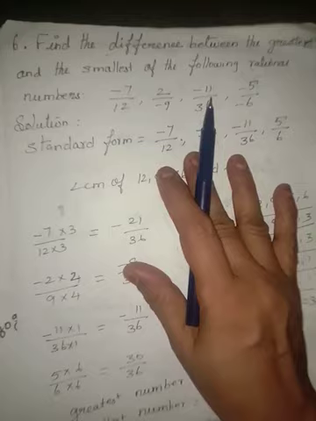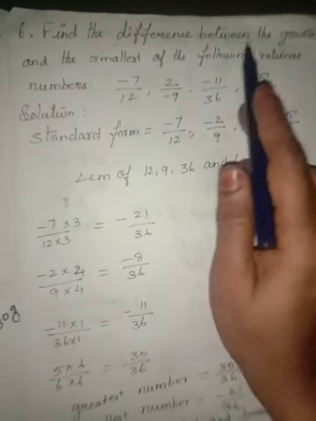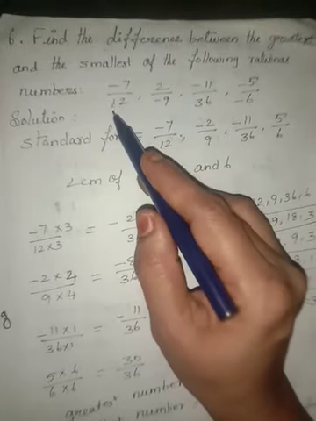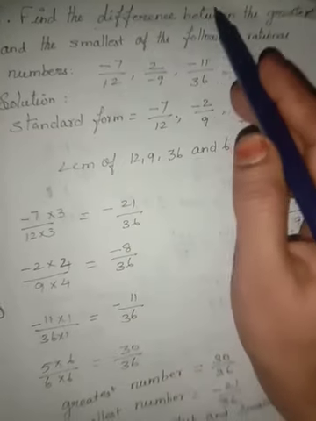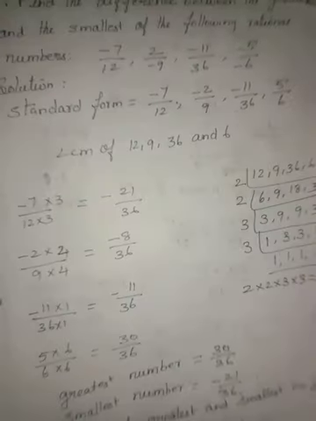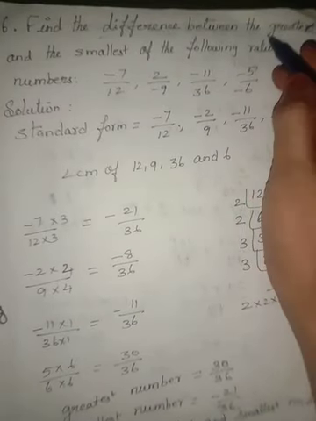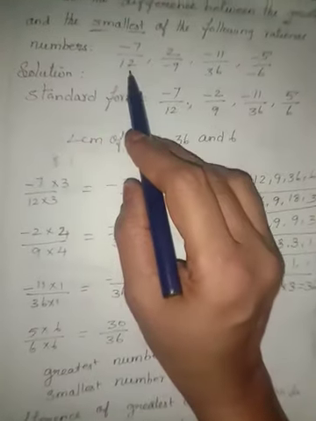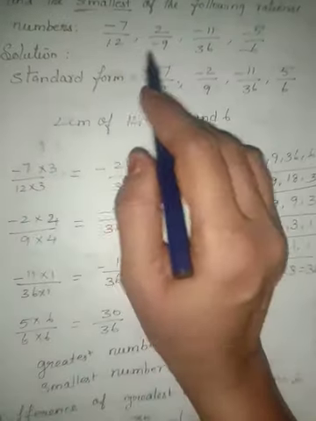Coming to the next one, the sixth one: find the difference between the greatest and smallest of the following rational numbers. Difference means subtraction. Here 4 rational numbers are given. From this we must find which is greatest and which is smallest. But the rational numbers are not in standard form.